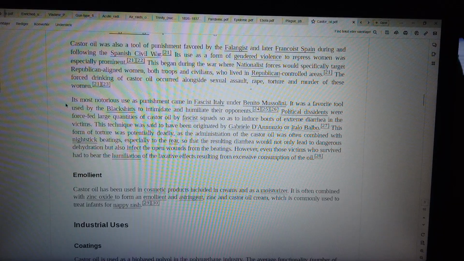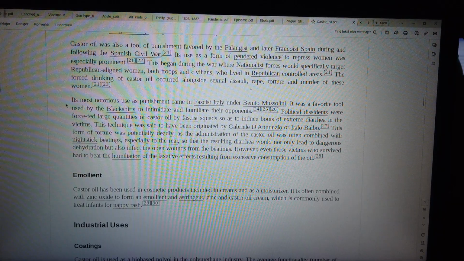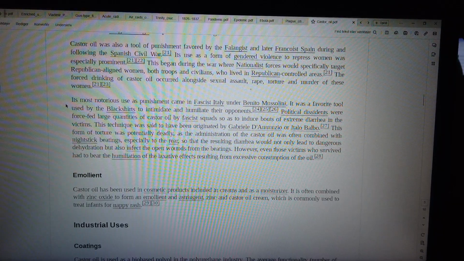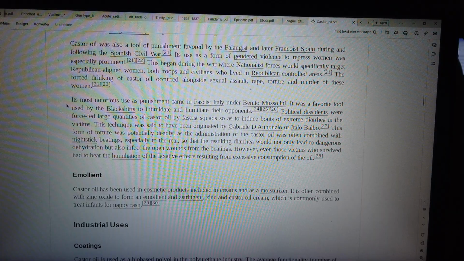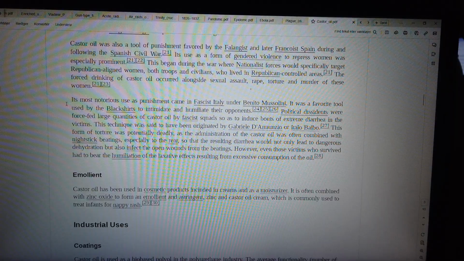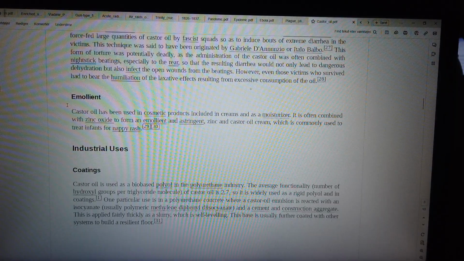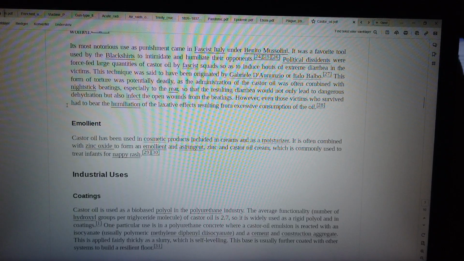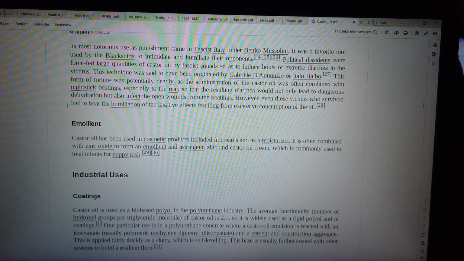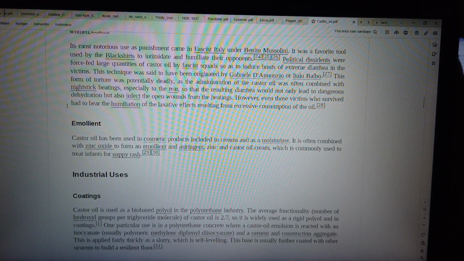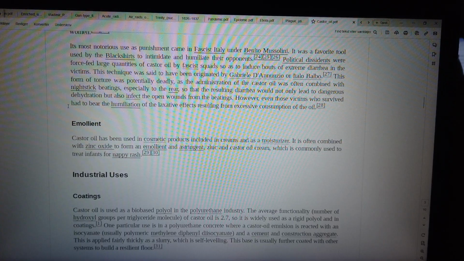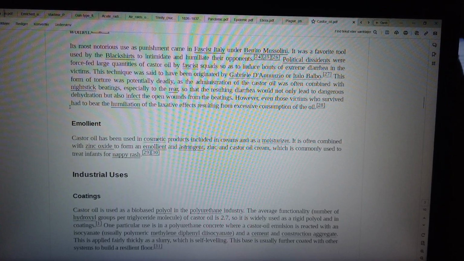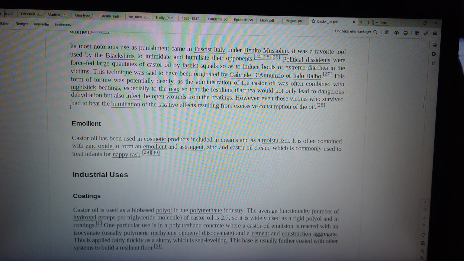However, even those victims who survived it had to bear the humiliation of the laxative effects resulting from excessive consumption of the oil. Emollient. Castor oil has been used in cosmetic products included in creams and as a moisturizer. It is often combined with zinc oxide to form an emollient and astringent zinc and castor oil cream, which is commonly used to treat infants for nappy rash.